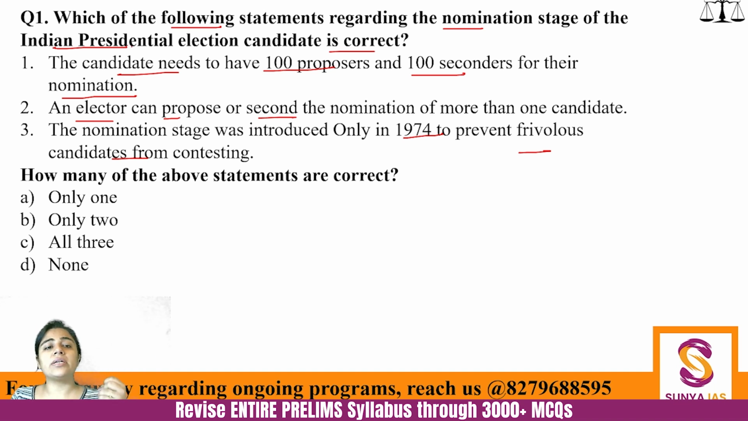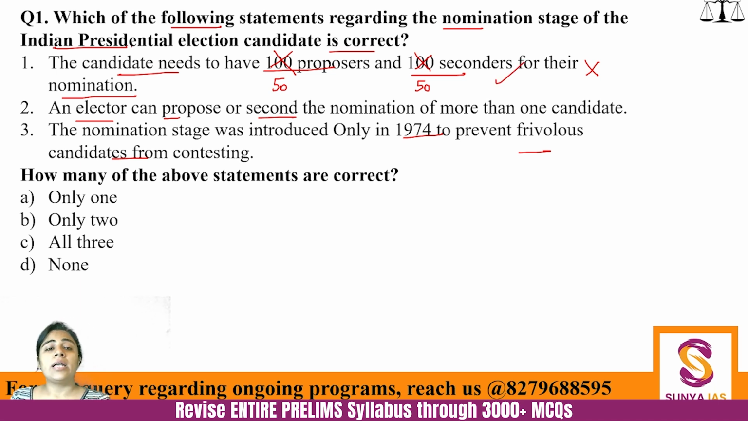See, even if a person is attempting to stand in the presidential elections, they need to have not 100, but 50 people who propose that this person should be standing for president, and not 100 but 50 seconders. So in total, there should be 100 people who propose and second that this person should be standing for the elections. So the first statement becomes incorrect. And please add it in your notes: 50 proposers, 50 seconders. Just simply write that.